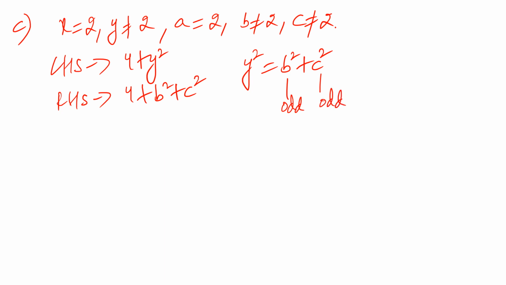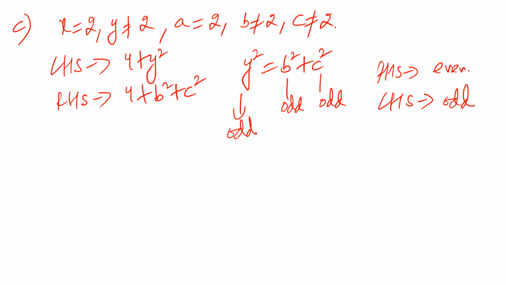Now the right hand side becomes odd plus odd, which is even, whereas this y square is odd, that means the left hand side is just an odd number. So obviously odd cannot be equal to an even number. So this particular case is also rejected.